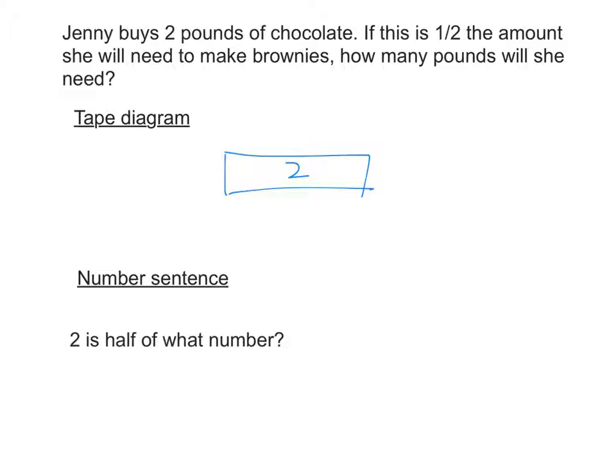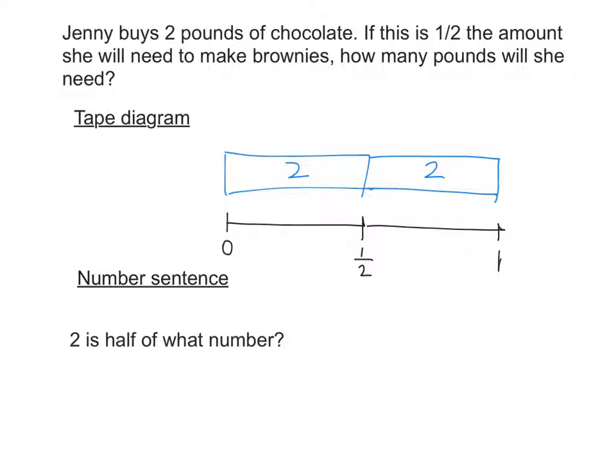So this time for the number line, we're going to show down here that this is 1/2 of what she needs. She's going to need more to get to a whole batch of brownies, isn't she? She's going to need another 2 pounds. Do you guys see how this tape diagram models what it says in the question? It's very important that you draw this number line at the bottom to show that 2 is only half of the way to a full recipe of brownies.